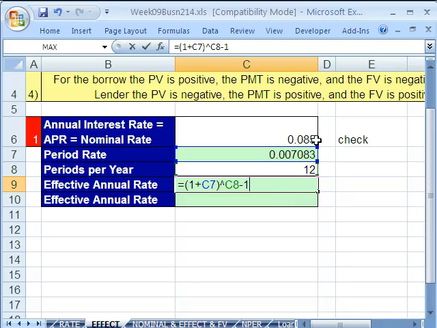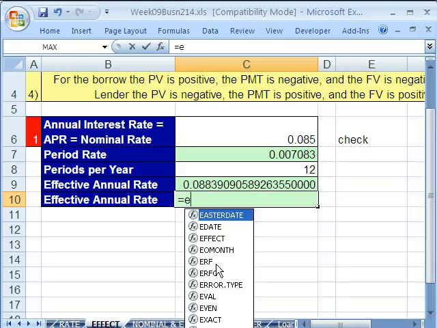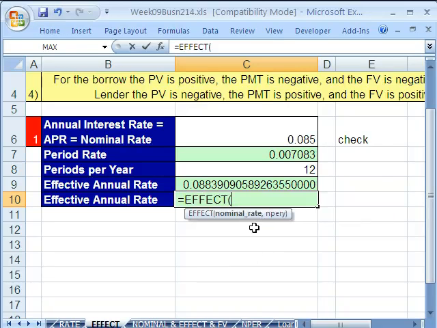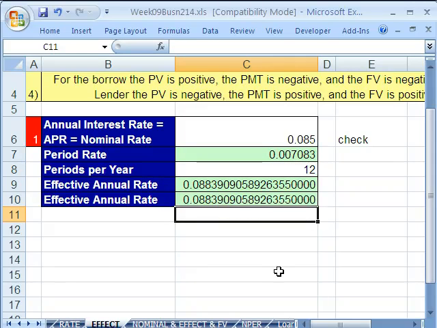Now, in our circumstance, since the number of compounding periods per year is an integer, which most of the time it is, we don't have to know this math. We can just use the built-in EFFECT. And EFFECT says take the nominal rate. Oh yeah, that's our APR divided by NPERY. I don't know why they changed the notation here, but that's like our NPER that we saw before. 12 periods per year, close parentheses, and then enter, and that calculates it.